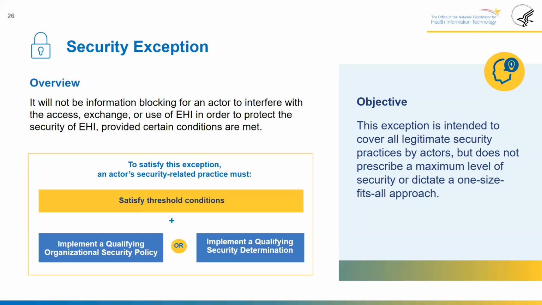So the threshold conditions are pretty straightforward. The practice must be directly related to safeguarding the confidentiality, integrity, and availability of EHI. The practice must be tailored to the specific security risk, and the practice must be implemented in a consistent and non-discriminatory manner, which is a theme throughout the exceptions and throughout the information blocking policies we finalized. Next slide, please.